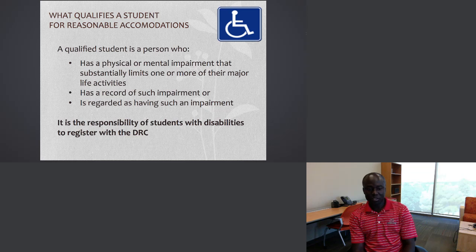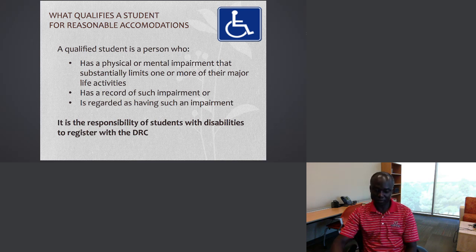It should, however, be noted that it is the responsibility of a student with disabilities to register with the DRC before they can receive accommodations. Faculty is under no obligation to provide accommodations to students who are not registered with the DRC.